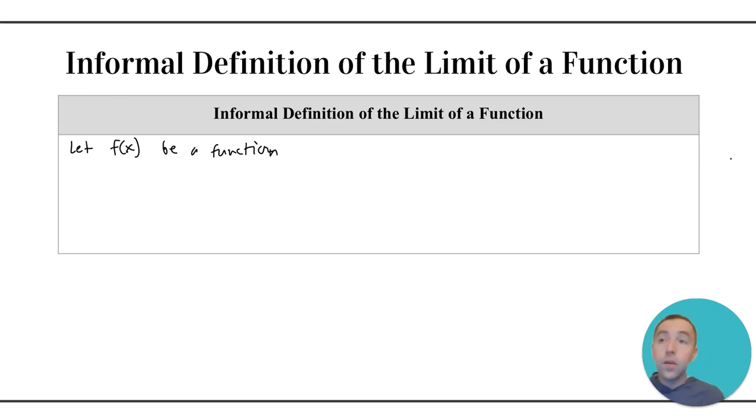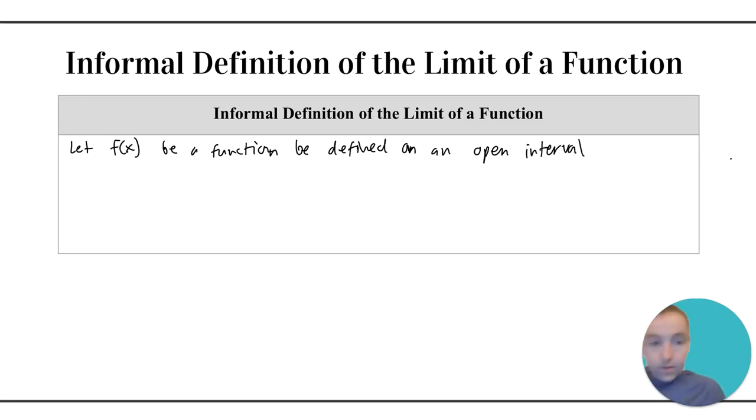So f of x is going to be a function, and then we also need it to actually have output values that exist. And so the word we would use there is that we need it to be defined. And we want to specify where it's going to be defined. And so we're going to define that it needs to be defined on some open interval. So on an open interval.